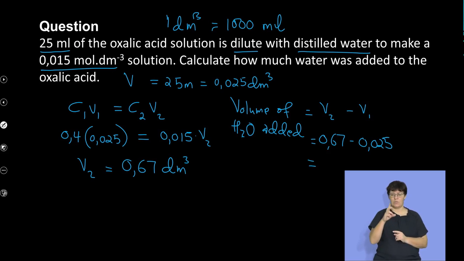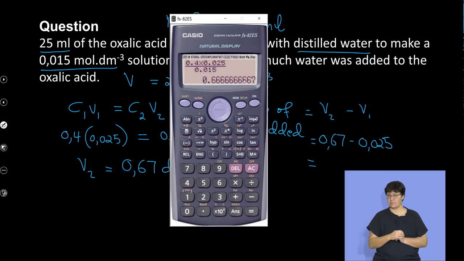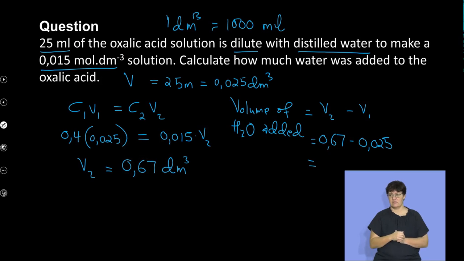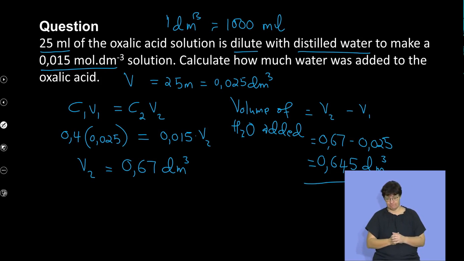So if we go to our calculator, what do we get? We have 0.67 minus 0.025. Okay, what does that give us? This gives us 0.645, right? So 0.645 cubic decimeters of water was added. So you can change that to cubic centimeters, but you don't have to. So this is the actual volume of distilled water that was added in the dilution process, right?